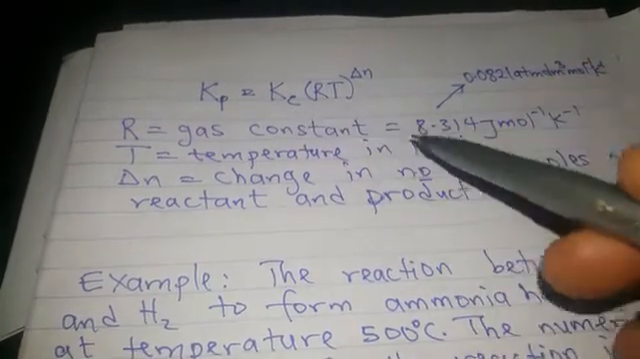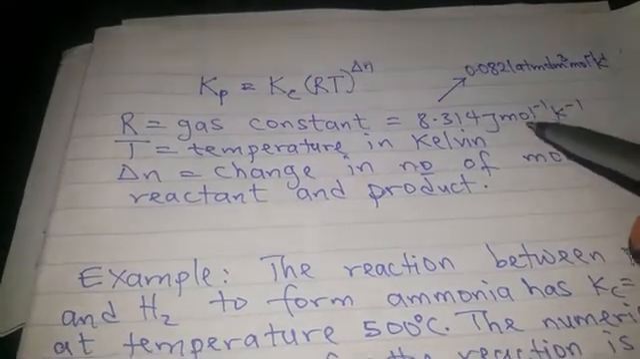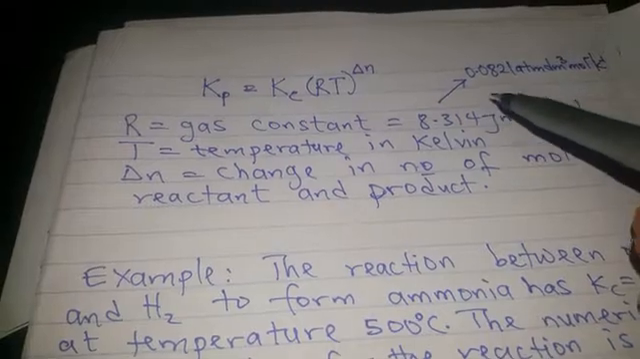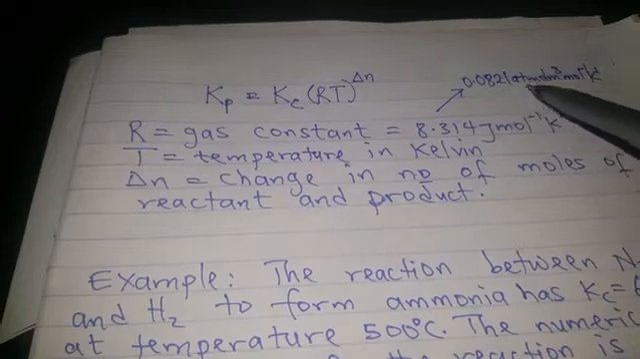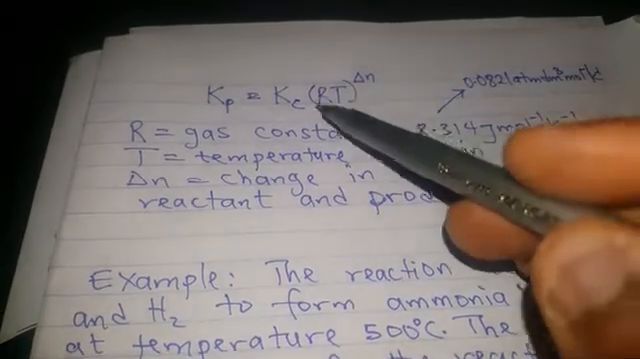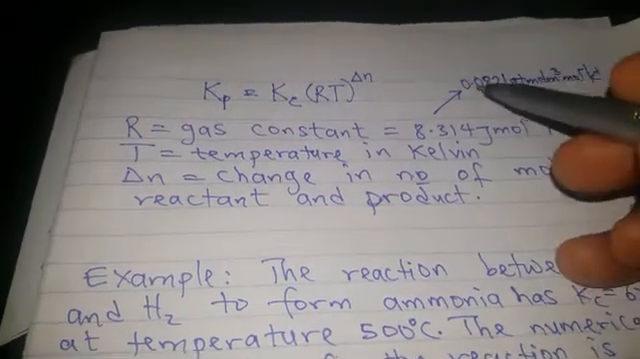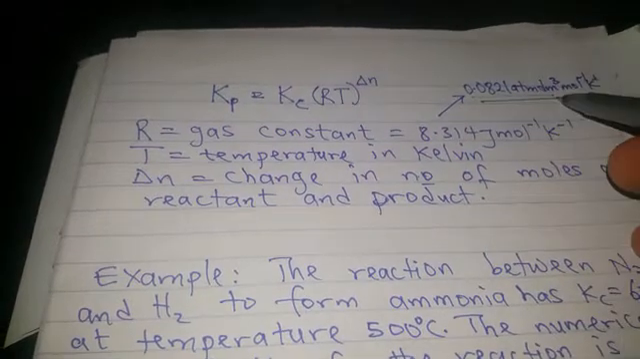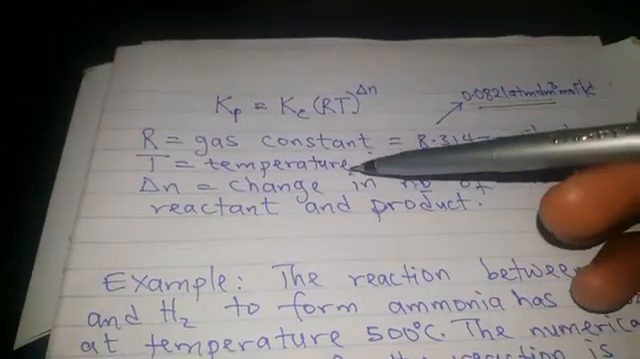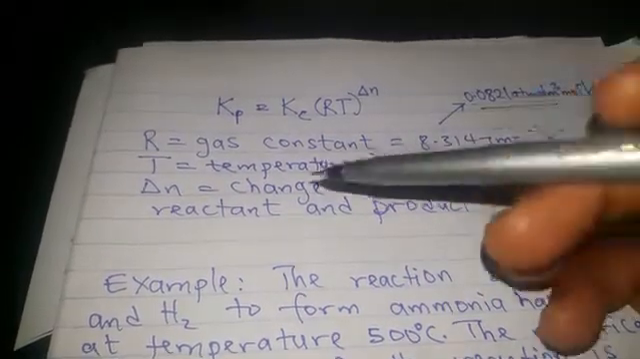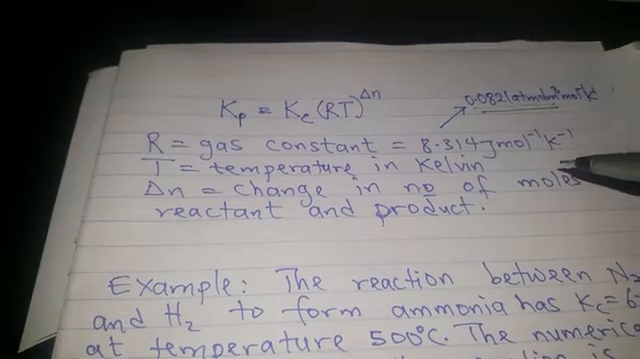Now, if the values were in SI units, R would be 8.314 joules per mole per Kelvin. But in this case, we would rather use 0.0821 atm dm cubed per mole per Kelvin, because the unit of concentration we use is mole per dm cubed and pressure is in atmospheres. So this value is preferred. T is temperature in Kelvin, or absolute temperature. Delta N is the change in number of moles of reactants and products.